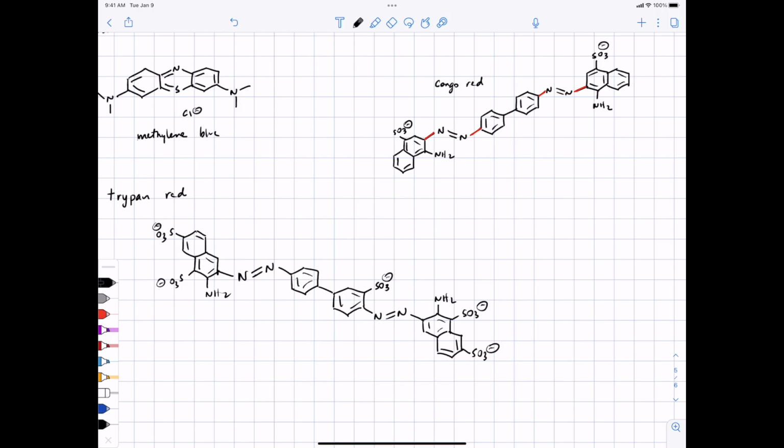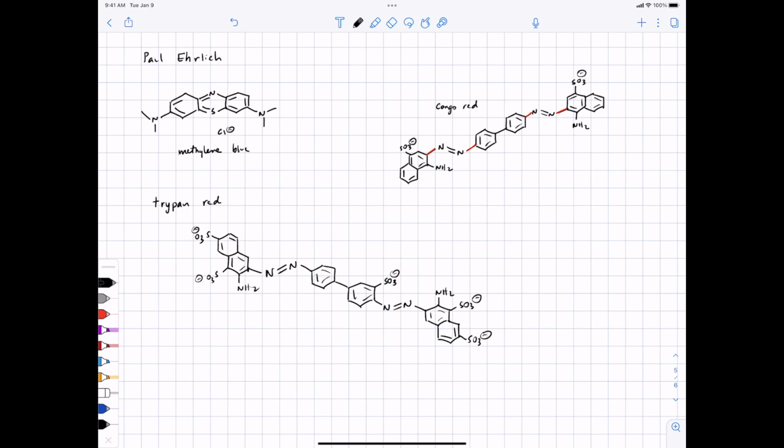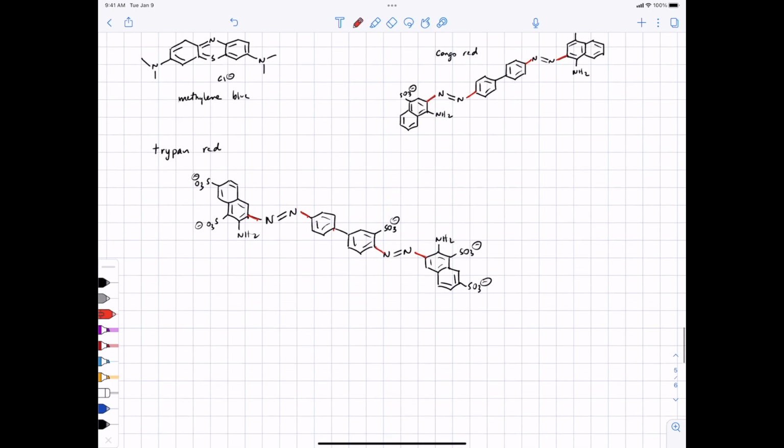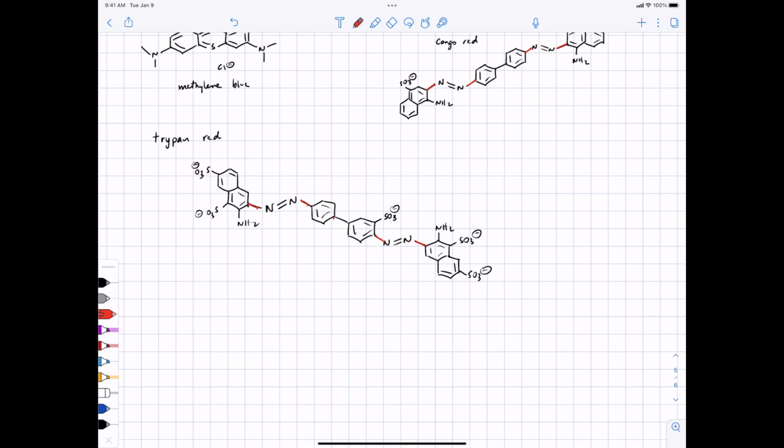Okay, that's trypan red, and are you tired of drawing it? I am too. Again, notice the modular structure. We're going to make those bonds between the benzene rings and the nitrogens. So they're literally mixing and matching pieces and adding different things. Trypan red is actually used to kill a certain kind of parasite called a trypanosome.